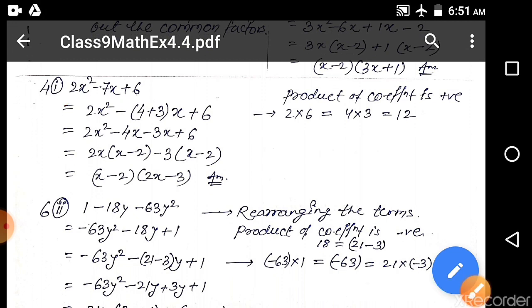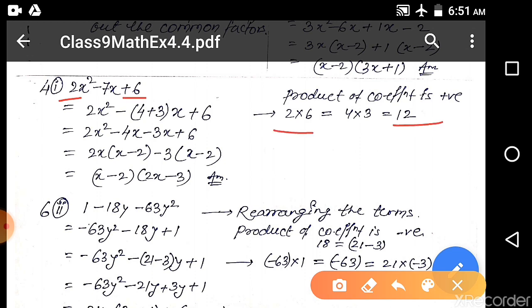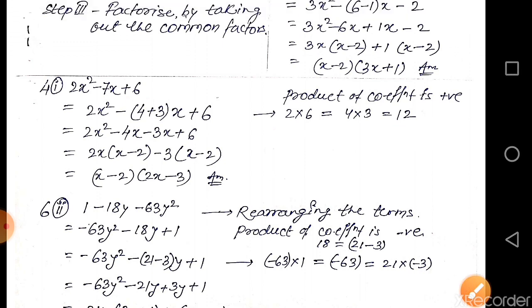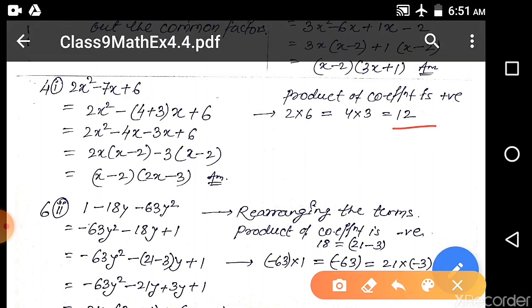So here we will see first the product. Here we have 2x², that means 2 and 6, the product is 12. Now we will split the middle term. 7 is to be split into two terms, and as the product is positive, we will break the middle term 7 in such a way that we get 7 after adding two terms. So if we have to add two terms to get 7, here 4 plus 3, and when we multiply 4 into 3 we get again 12.